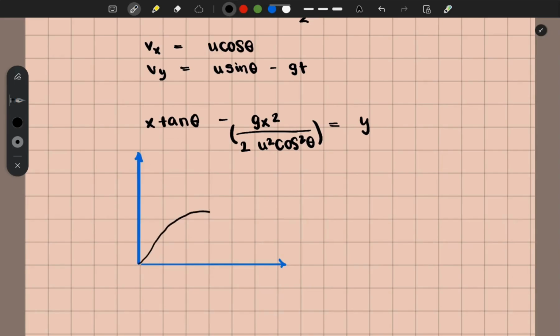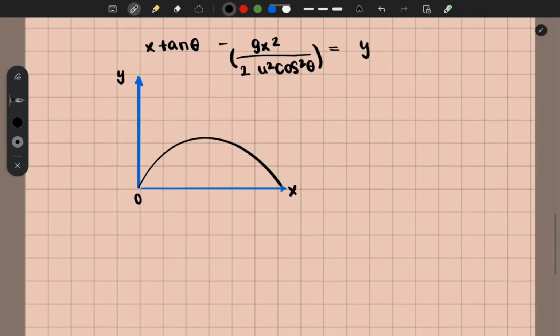So it should be something like this. That's the x-axis, that's the y-axis, and that is the origin. Now that is going to be the vector u at which the projectile is thrown. That is going to be the angle theta.